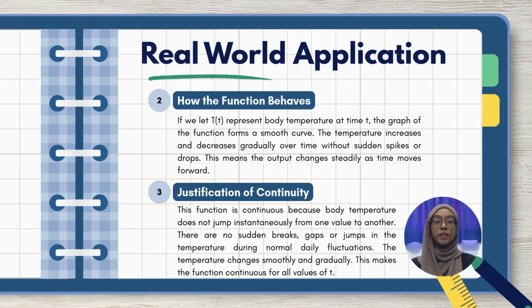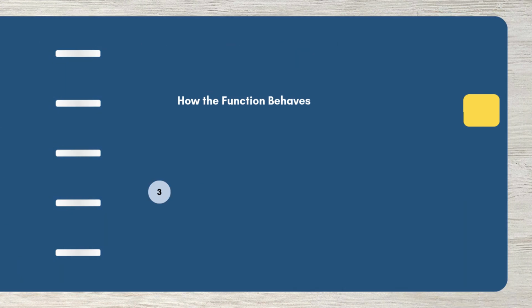So, this function is continuous because body temperature does not jump instantly from one value to another. There are no sudden breaks, gaps, or jumps in temperature during normal daily fluctuations. Instead, the temperature changes smoothly and gradually.